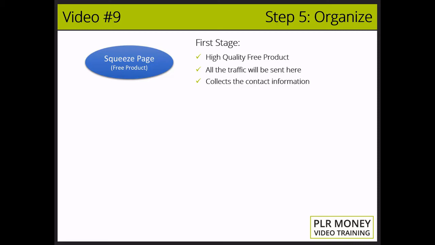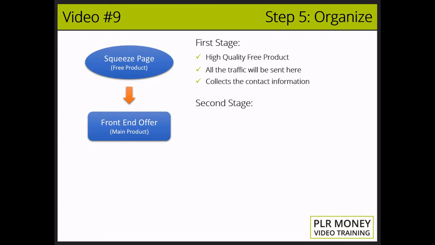A high-quality PLR product will come with a high-converting squeeze page that already has a built-in free product directly related to the main product you will be selling in the front-end offer. The second stage. After people leave their contact details on your squeeze page, they will automatically be redirected to the front-end offer. Here the visitors will have access to a one-time offer, which will be your main product. That sales page has to be really good so you can get as many sales as possible from it.